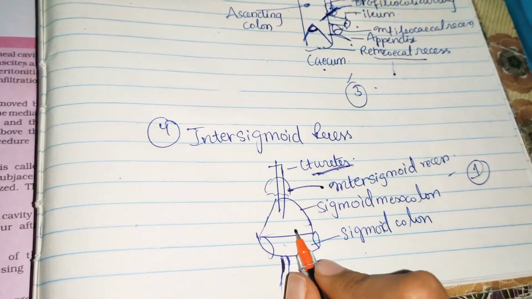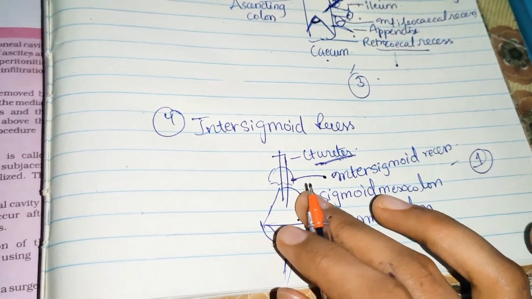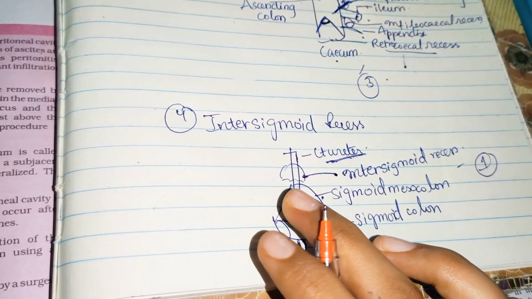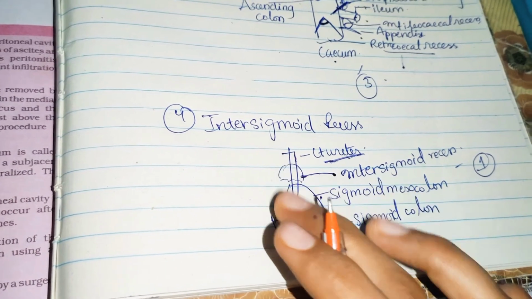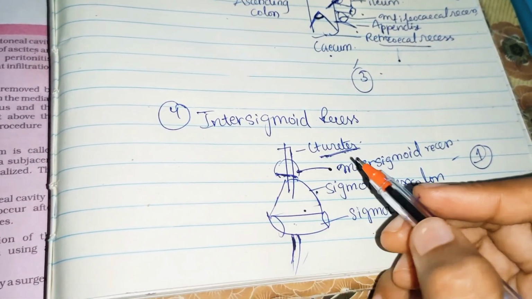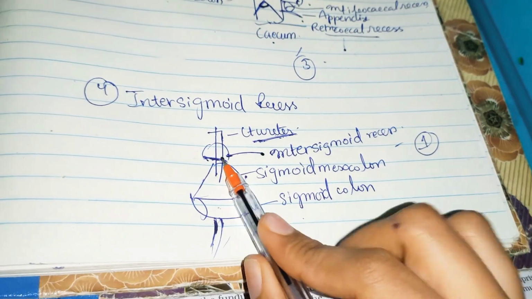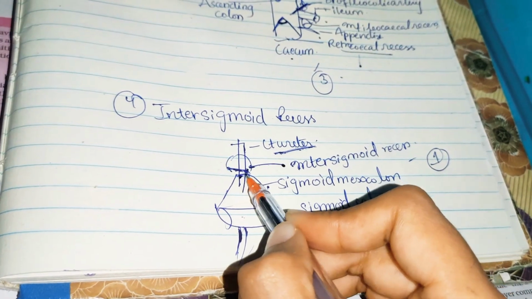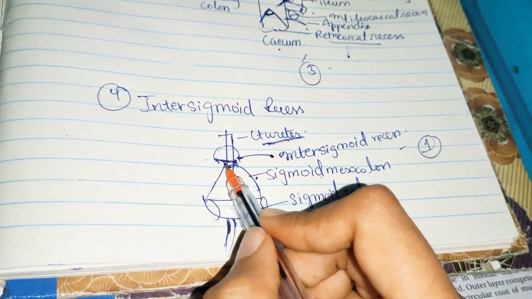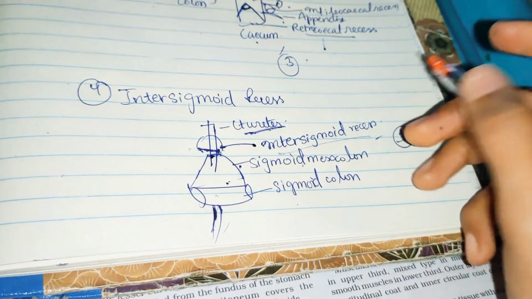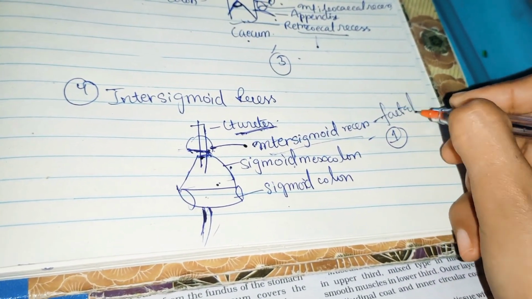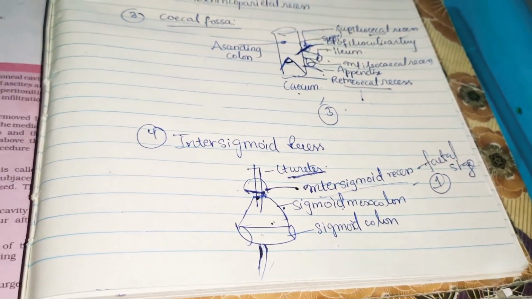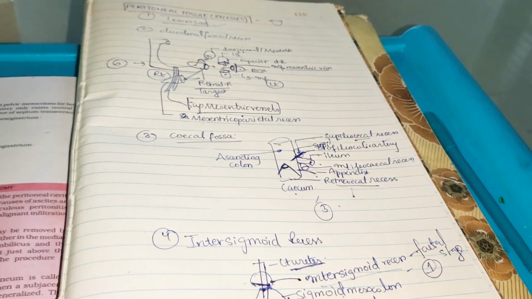This is actually present only in the fetal stage; later it will disappear. Its apex is downward, and its opening is downward. If you see this recess, it is lying behind the apex of the sigmoid mesocolon. So at the apex you have this intersigmoid recess. It is present only in the fetal stage; later it may disappear in adults, though sometimes it may even be present. That's it. By this we have completed the peritoneal fossa or recess.